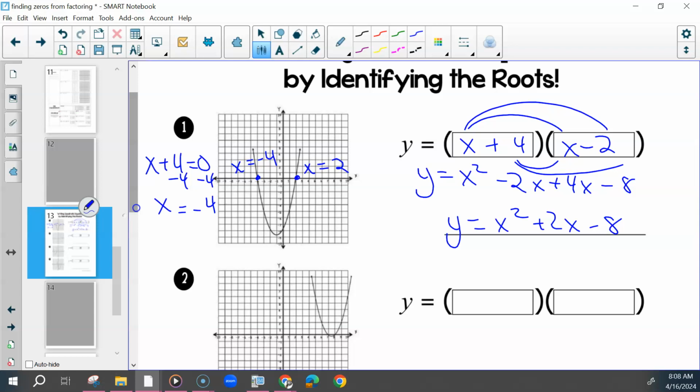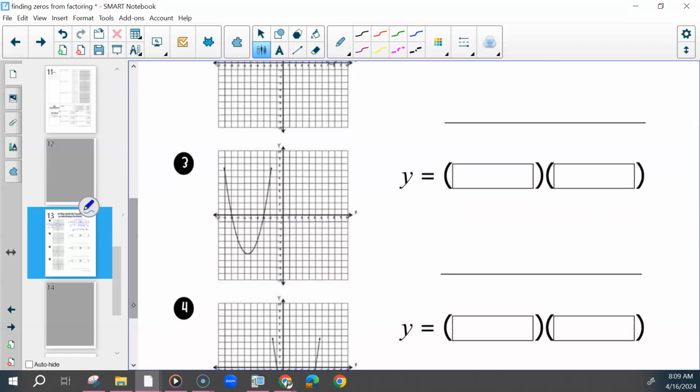Alright, let's try one more. I'll let you guys choose 2, 3, 4. So of those, 2, 3, or 4? Which one? 3, okay. So what are those zeros for 3? I'm on the wrong one. Negative 8 is one of them. Negative 3. How would I write those as factors? X plus 8, x plus 3.